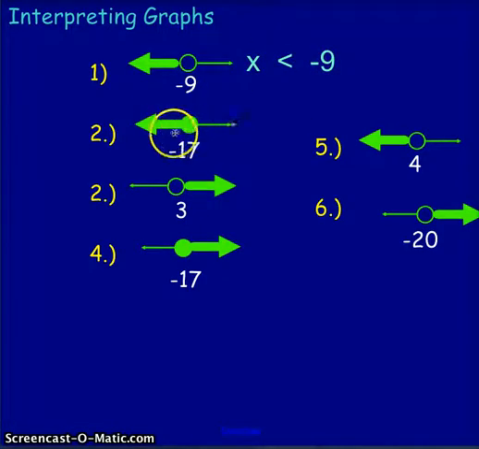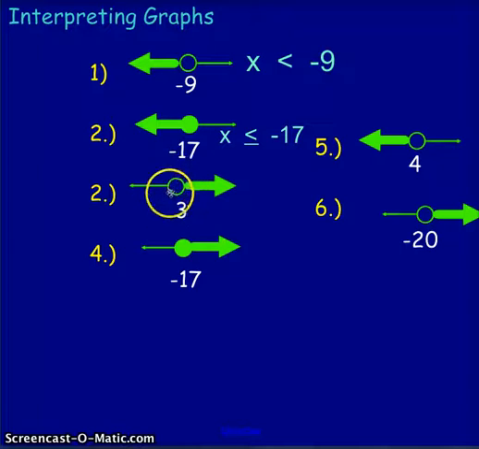Now look at number 2. So it's very similar, but the solution is on -17 this time, and we have a closed circle. So closed means that it's also equal to. So to represent the inequality, I have x is less than -17, but because it's a closed circle, we also want to make it equal to. So this solution includes the number -17. It's all numbers that are -17 and anything less than that. So -18, -19, -20, and so on.